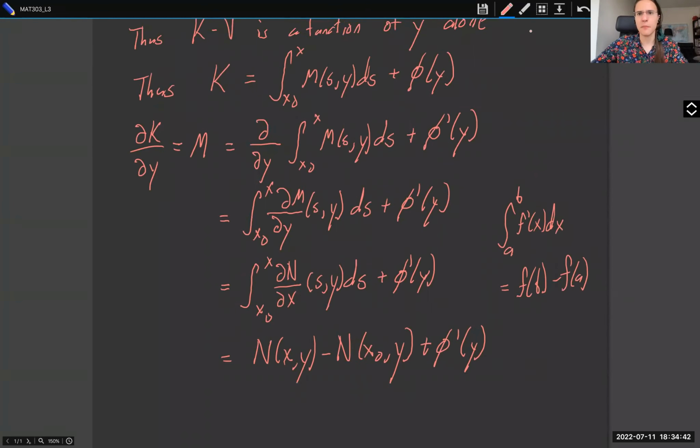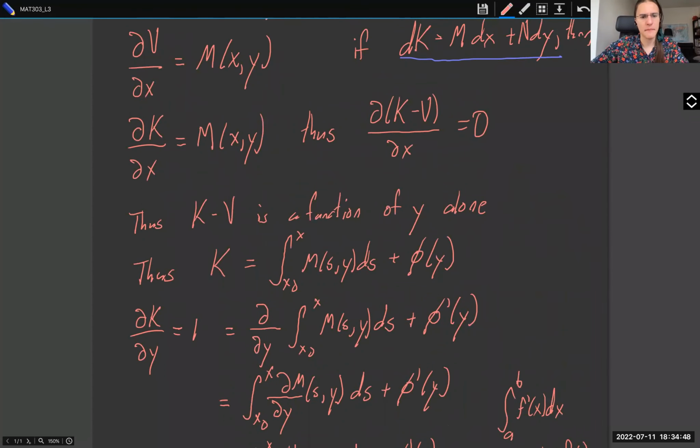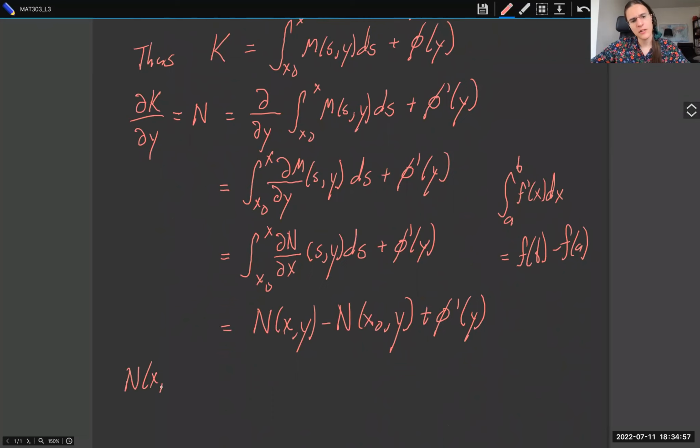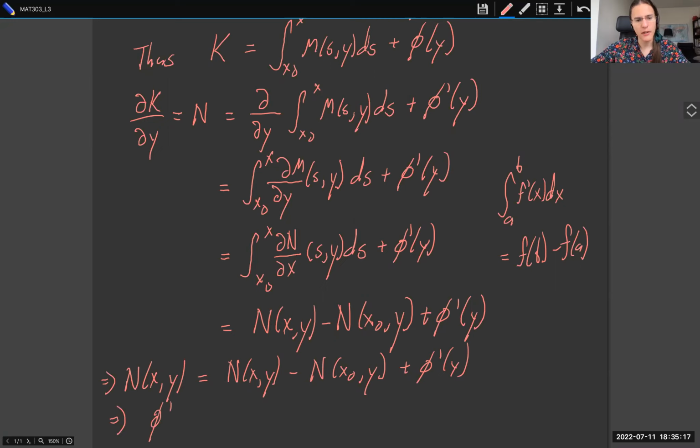And the partial derivative of k with respect to y, I made the mistake again. This is actually n. The second one, right? So what we have is that n of xy is equal to n of xy minus n of x naught y plus phi prime of y. So it follows that phi prime of y is n of x naught y.